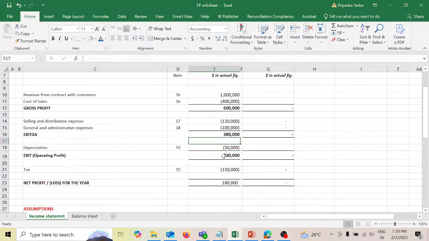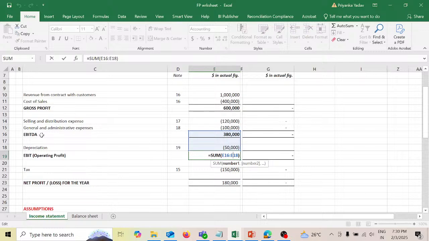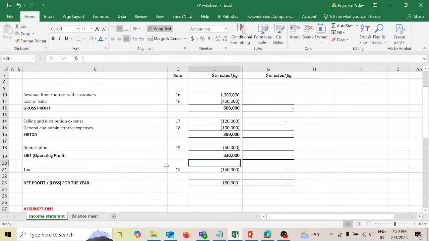Now your operating profit, this is the difference between your EBITDA and depreciation. Since here again I have taken it as negative, here I am summing both the figures. If I take the actual calculation, which is EBITDA minus depreciation, then since this is already negative, it will add up the figure. And finally, net profit, it is the difference between your operating profit, you can say EBIT, and your tax.